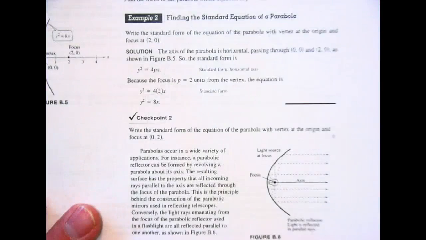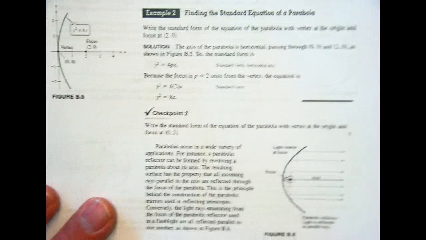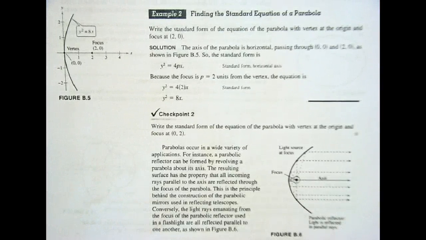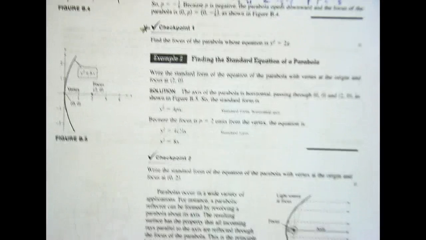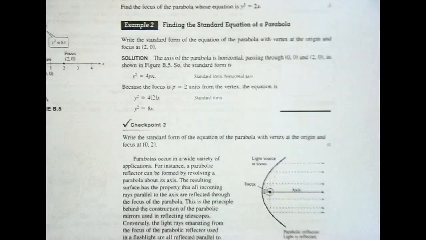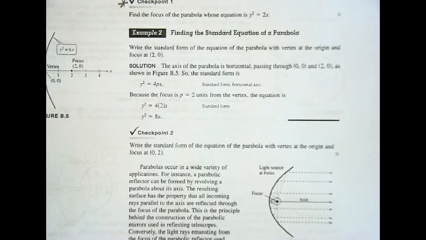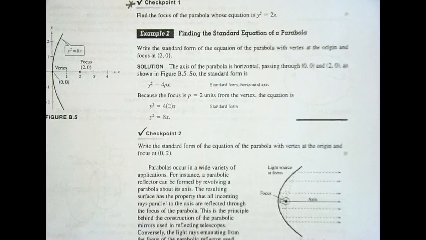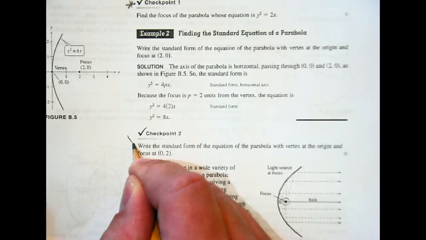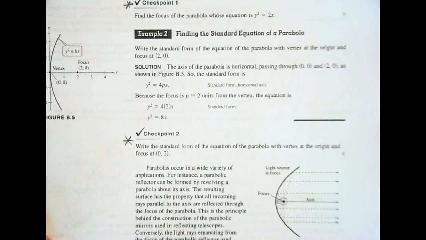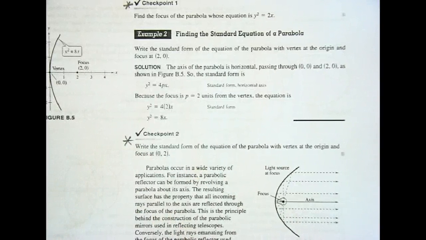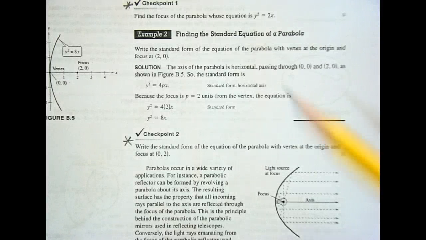Okay, so we're looking at B3. That's B15. Hey, on B3, I want you to look through example 2, read that, and then try checkpoint number 2 in your notes there. Okay? Any questions on example 2?